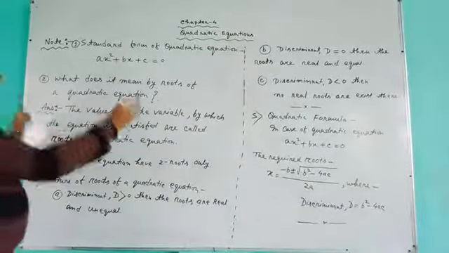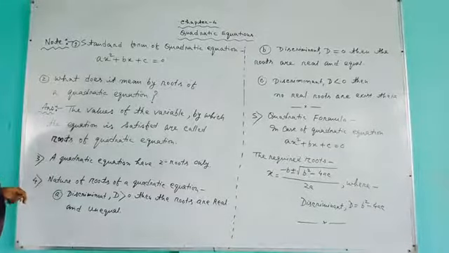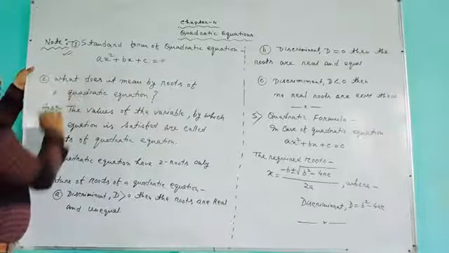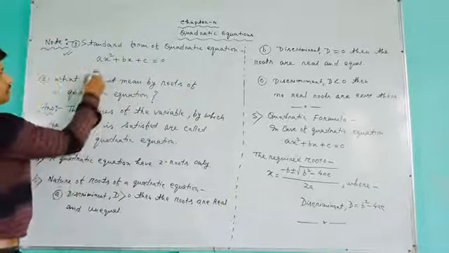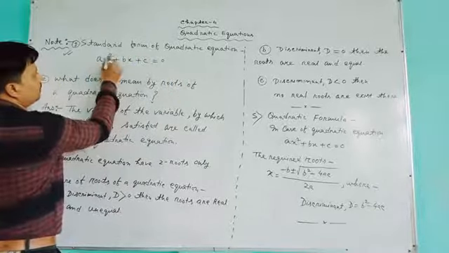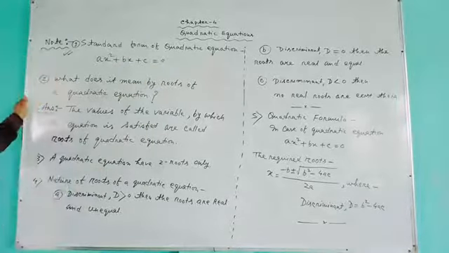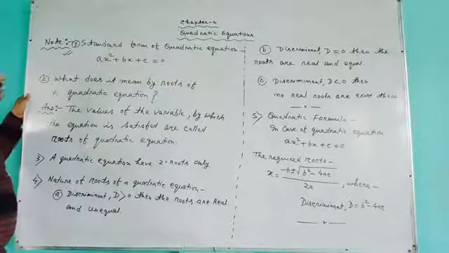Some important concepts we should remember about quadratic equations. First of all, number 1: what is the standard form of a quadratic equation? The standard form of a quadratic equation is ax squared plus bx plus c equals 0. So that is the standard form of a quadratic equation.